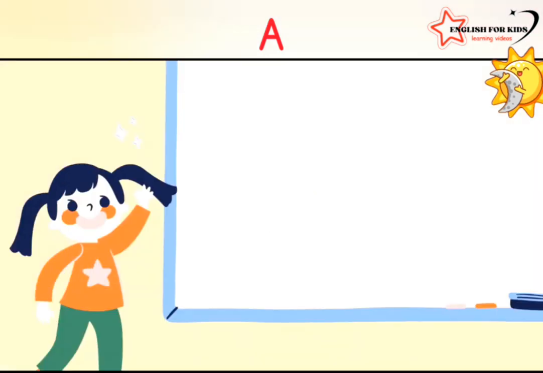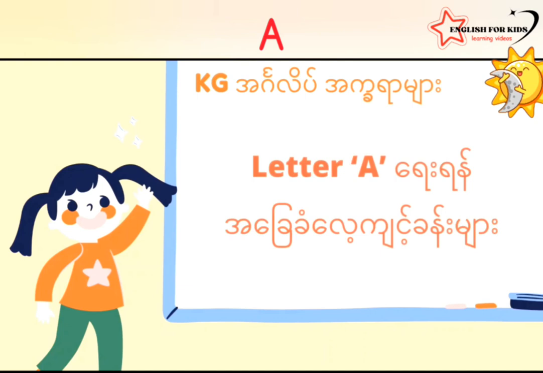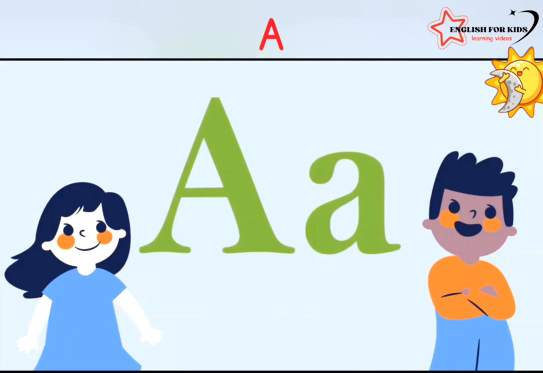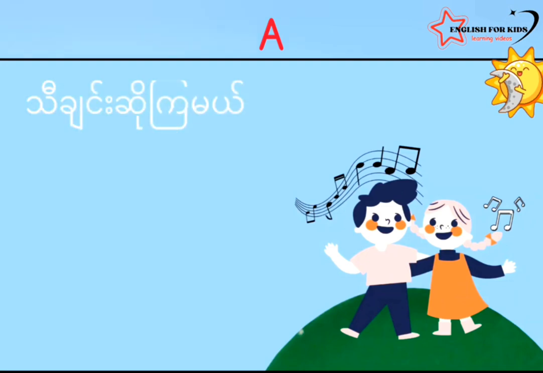We are going to learn the English alphabets together. For today, we are going to learn how to write letter A. We are going to learn about letter A today. Are you excited? Great! But before that, let's sing together.